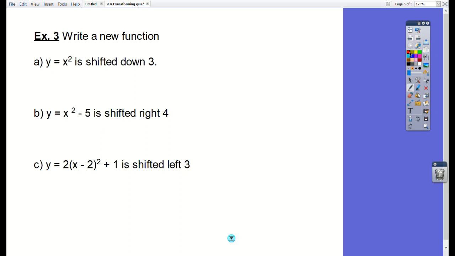So this first one, we're shifting the parent function down 3. What does that look like? Xavier? Y equals x squared minus 3. There you go. The -3 is the down shift. So -3 tells us to go down 3. Next one. Wouldn't x squared be in parentheses? Sure, it doesn't matter though, because there's nothing around it. It doesn't have to be. That doesn't do anything to the graph.